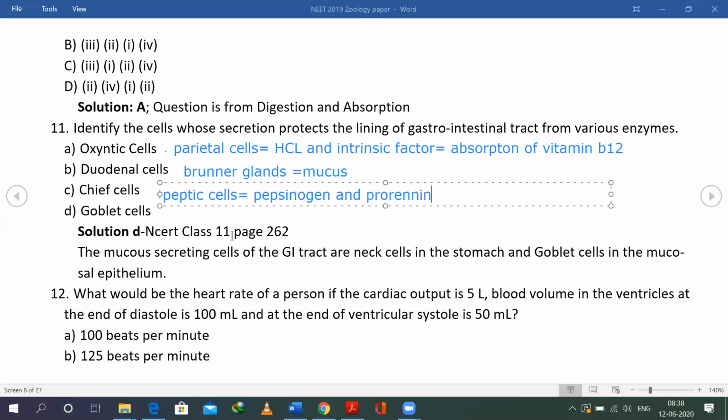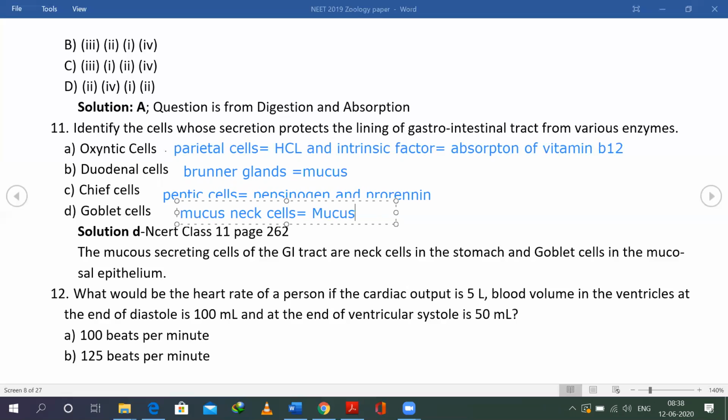And the goblet cells are the predominant cells in the GI tract which secrete mucus. The difference is that the Brunner's glands are only present in the duodenum region, but the goblet cells are present throughout the length of the alimentary canal, and particularly in the stomach, these goblet cells are modified into cells called neck cells, which also secrete mucus.